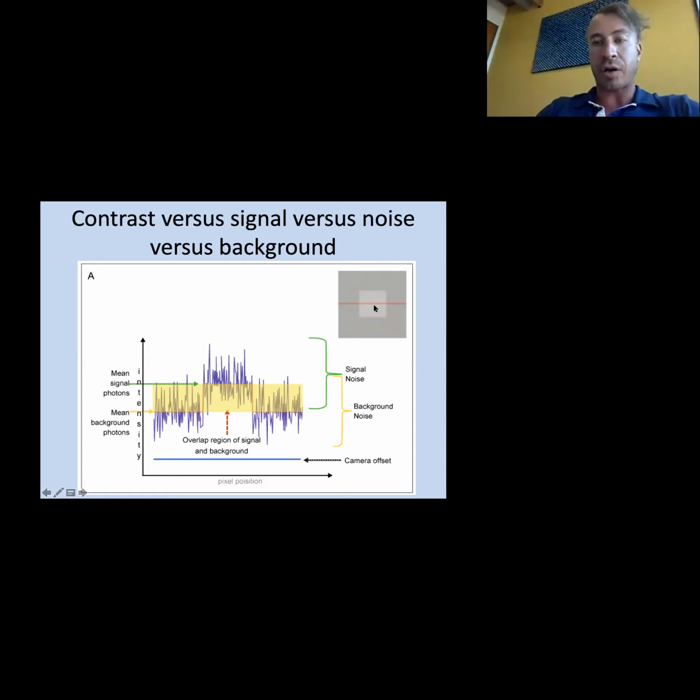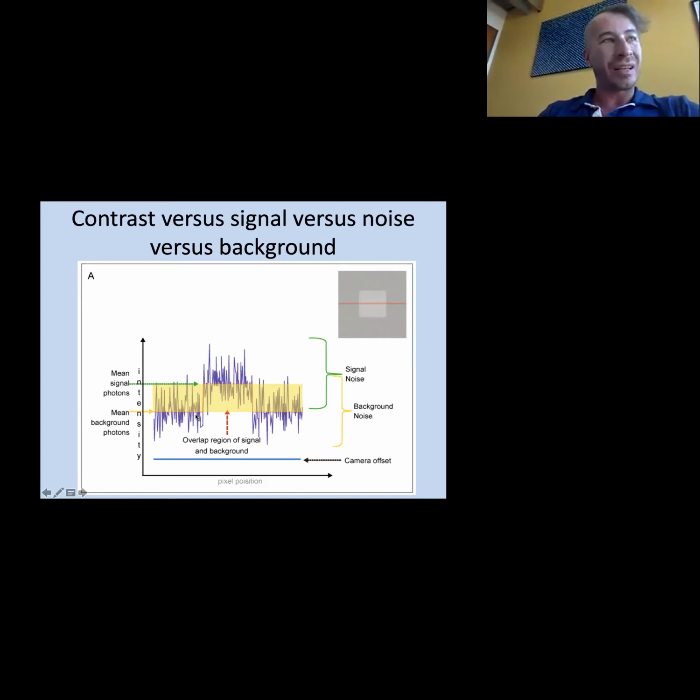So if this is my target and this is my background, right? There's signal in both the target area and the background, right? There's also variation, okay? And so the variation in the background is the background noise. There's also noise in the signal, okay? What I mean by contrast is the difference between here and here, okay?